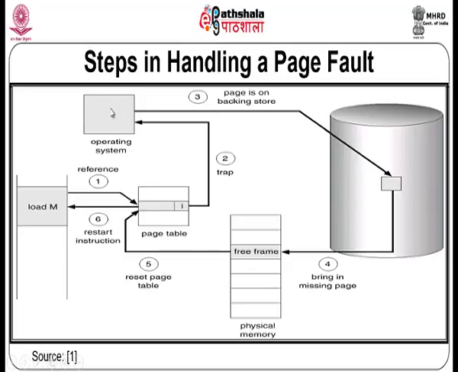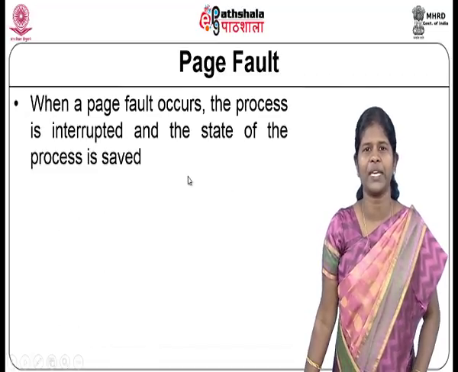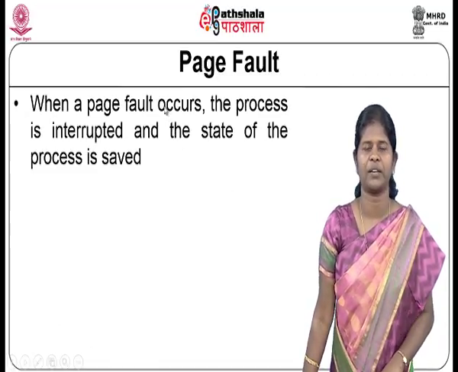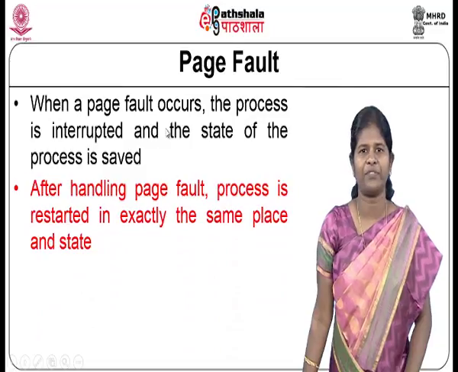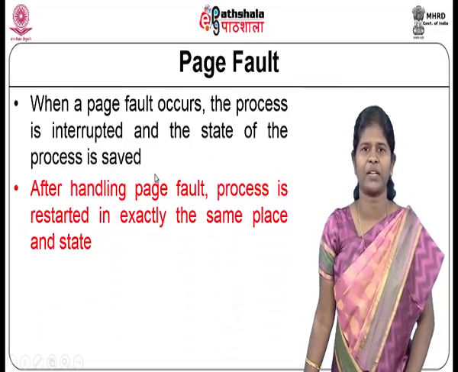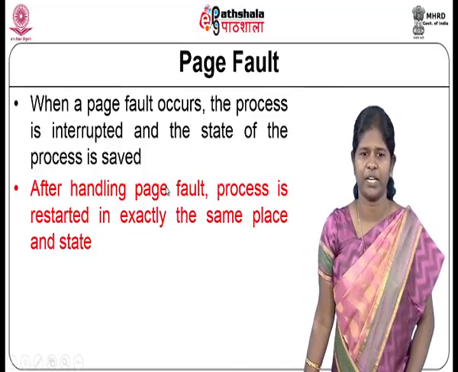Once it understands that, it gets this page from the backing store and brings the missing page into the physical memory. It will find a free frame and bring the page into the physical memory, then it will reset the page table to say that this is a valid one, and then the instruction will be restarted. When a page fault occurs, the process is interrupted, and when the process is interrupted, the state of the process is saved. So, after handling the page fault, the process is restarted in exactly the same place and stage as where it left earlier.